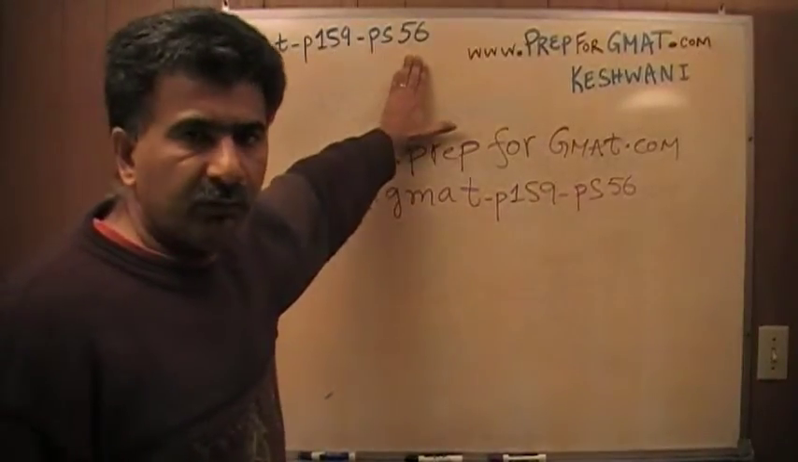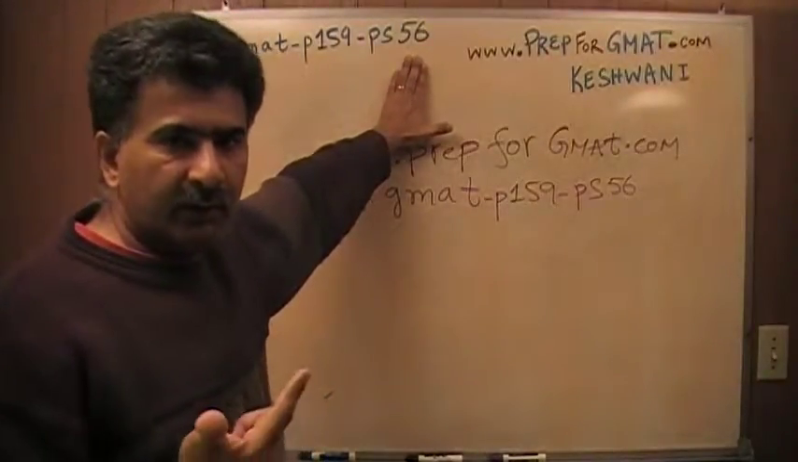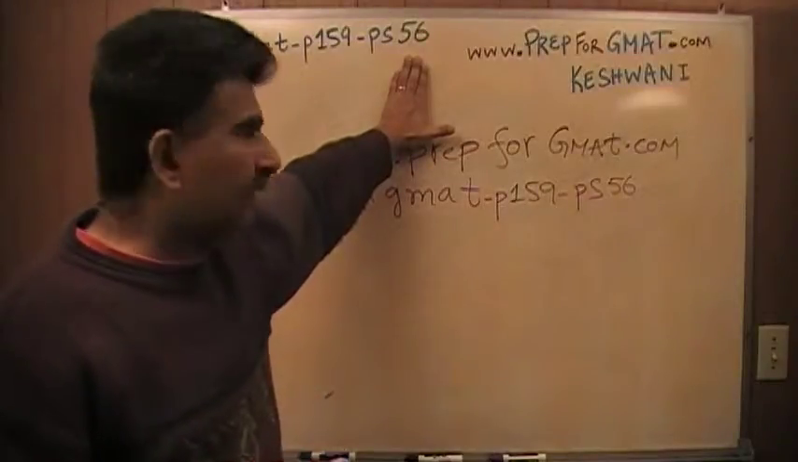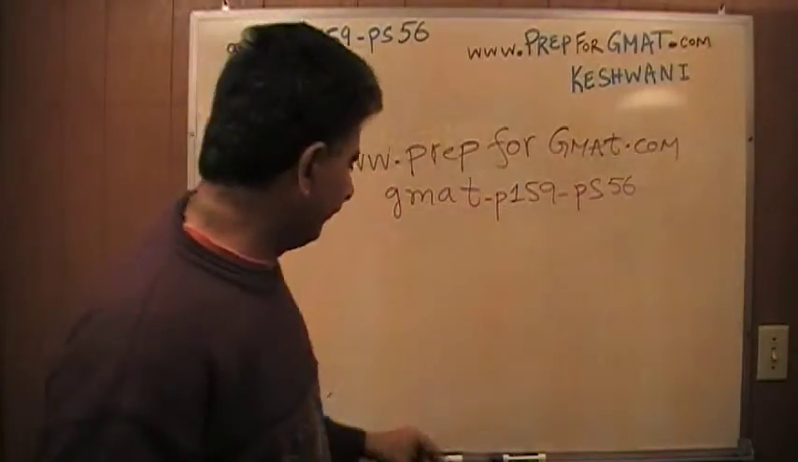There are two types of questions for the GMAT. One is called problem solving, the other is referred to as data sufficiency. This is problem solving, number 56.